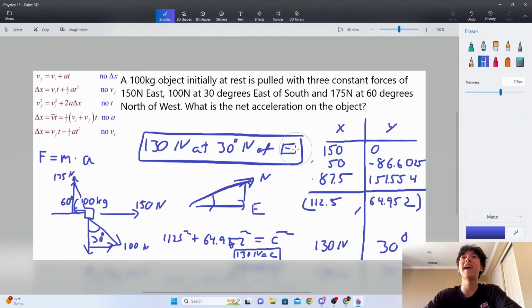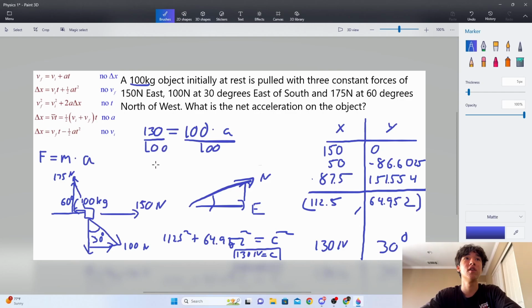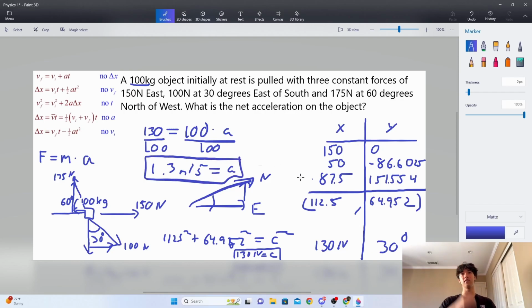But we want our net acceleration. So our net force is 130 newtons. F is equal to ma, right? Times our m, which is 100. This times acceleration, just divide by 100, divide by 100, which means we get 1.3 meters a second squared is equal to our acceleration. And there's our net acceleration on the object.